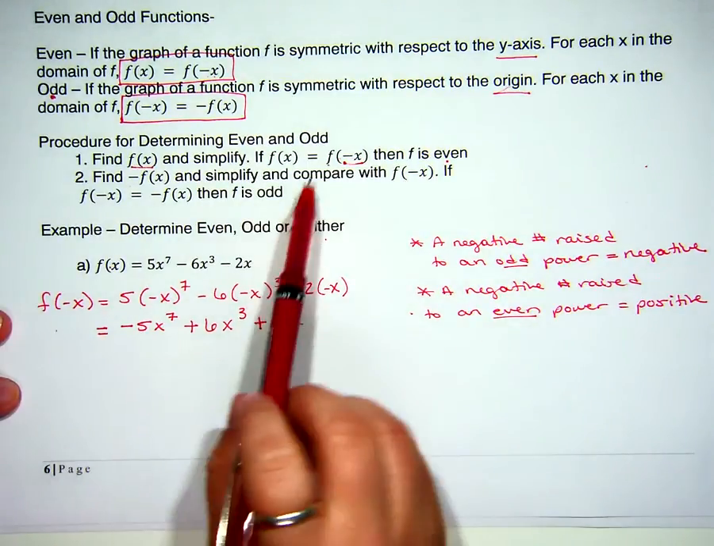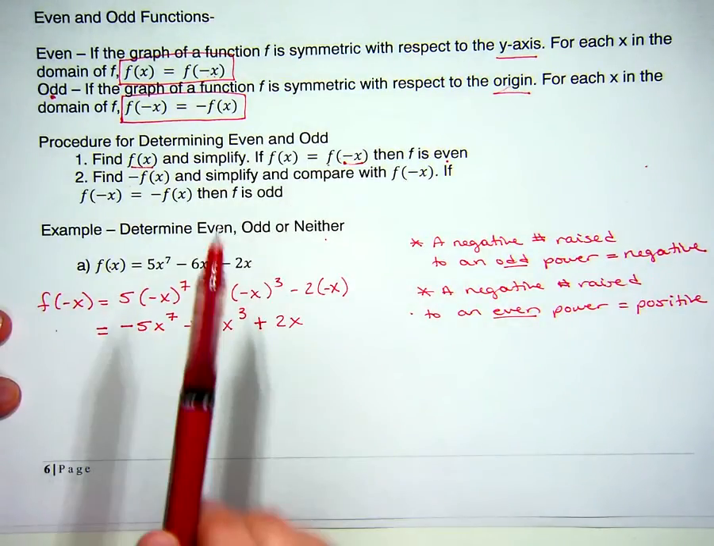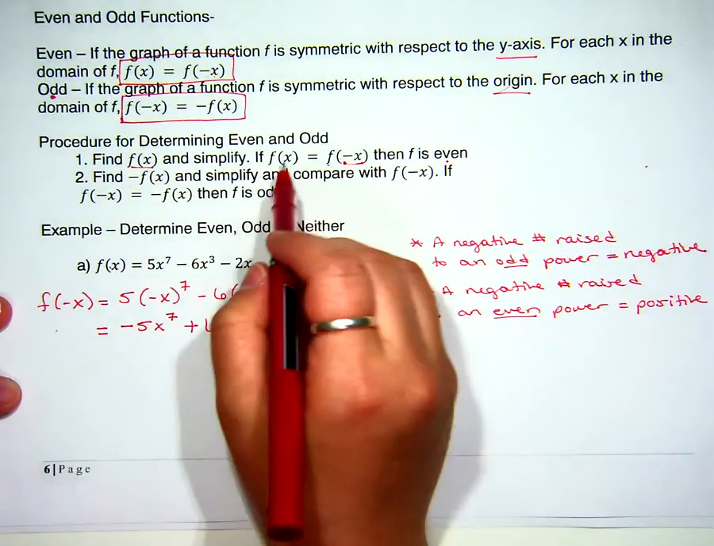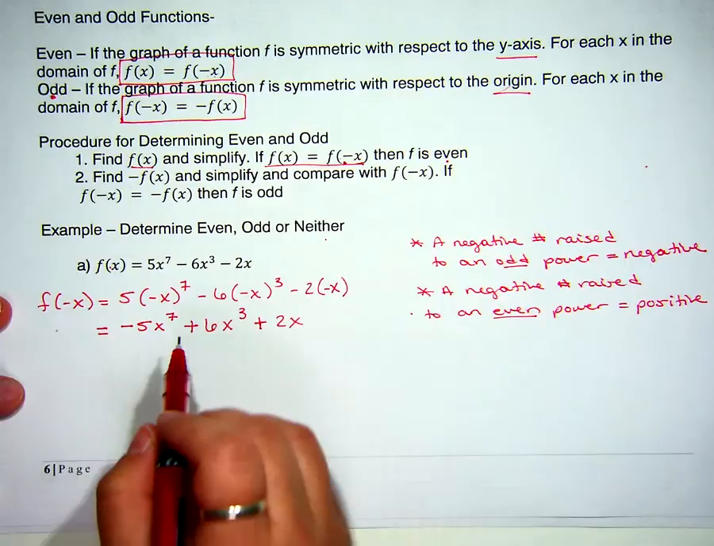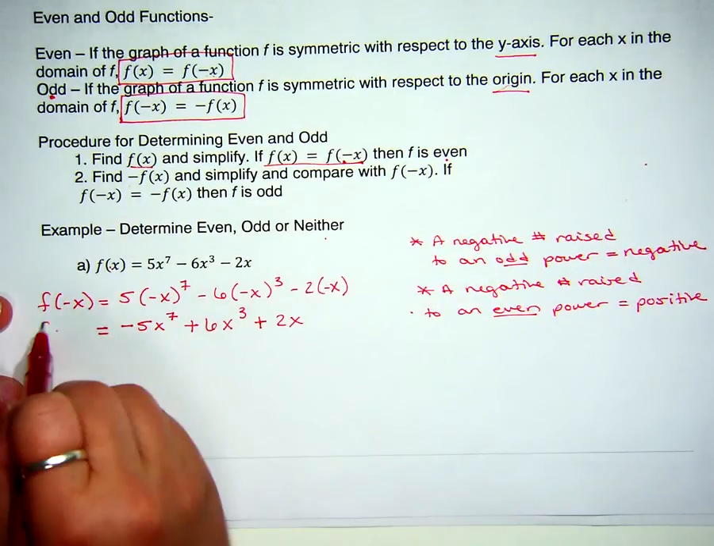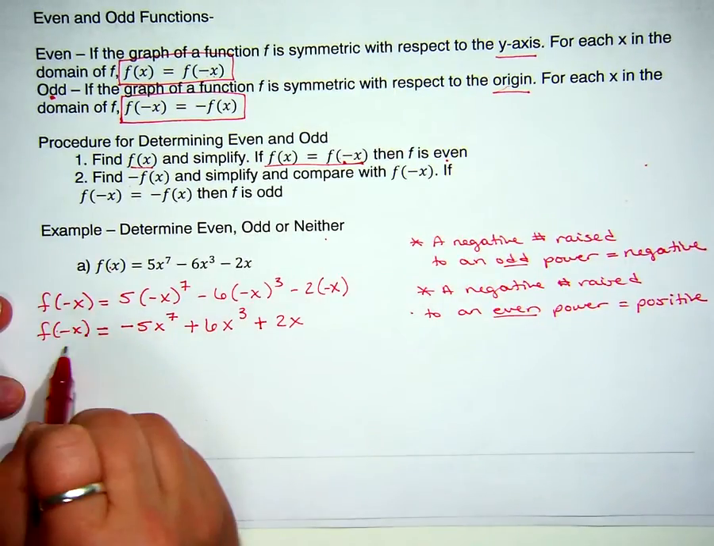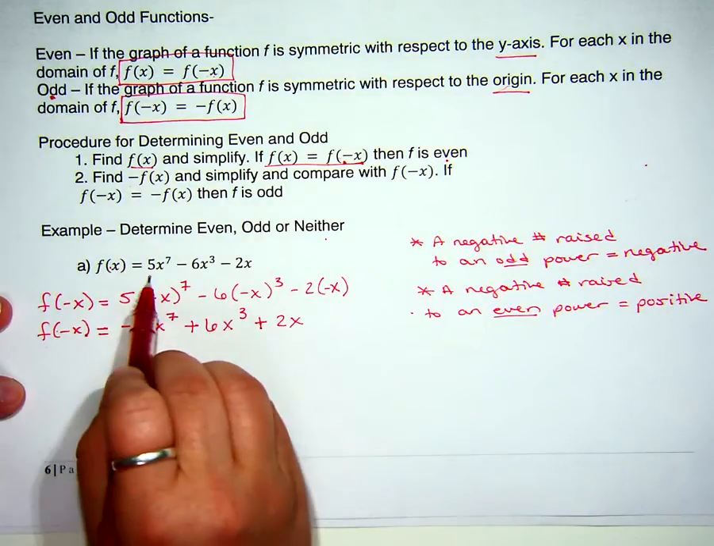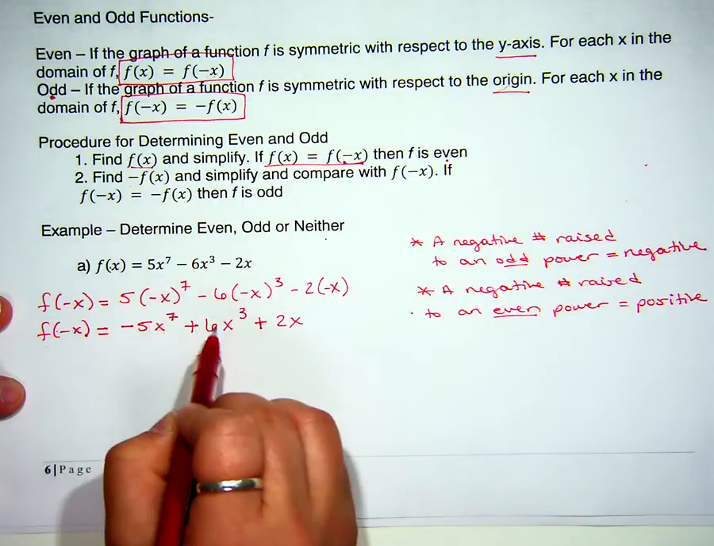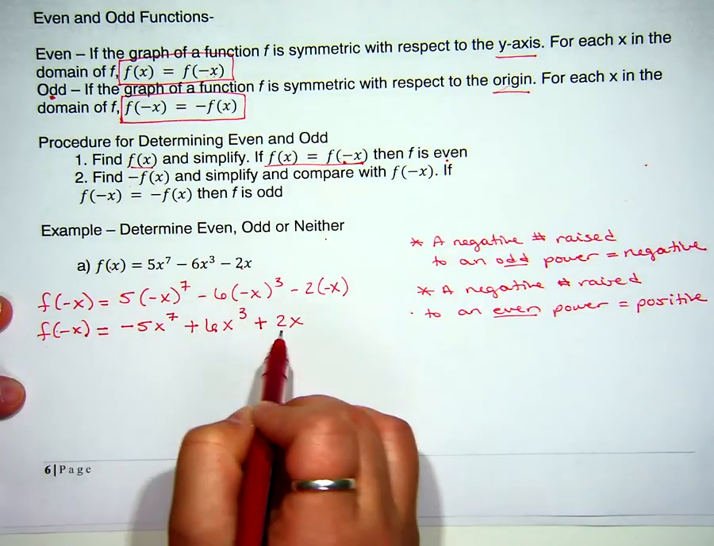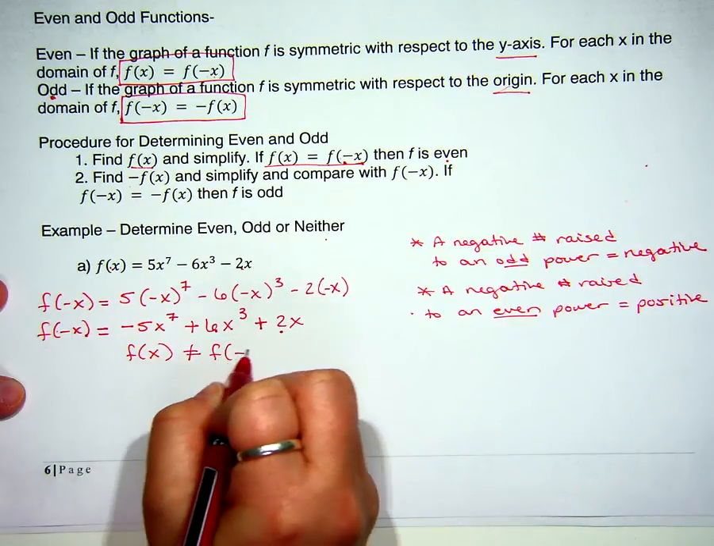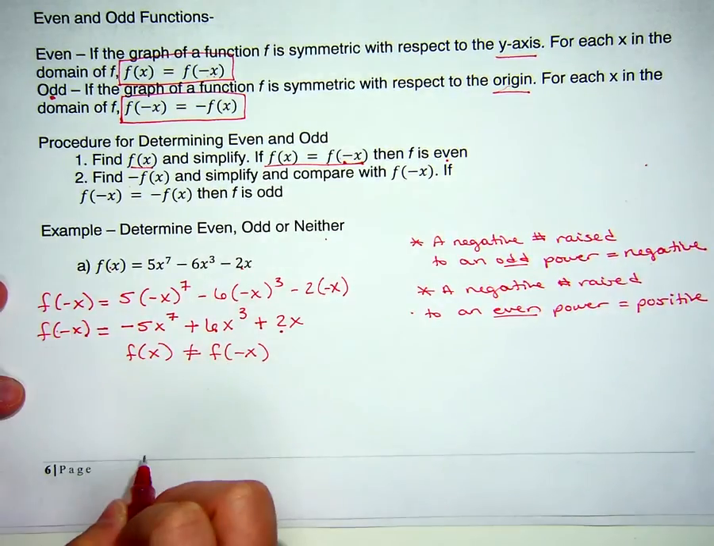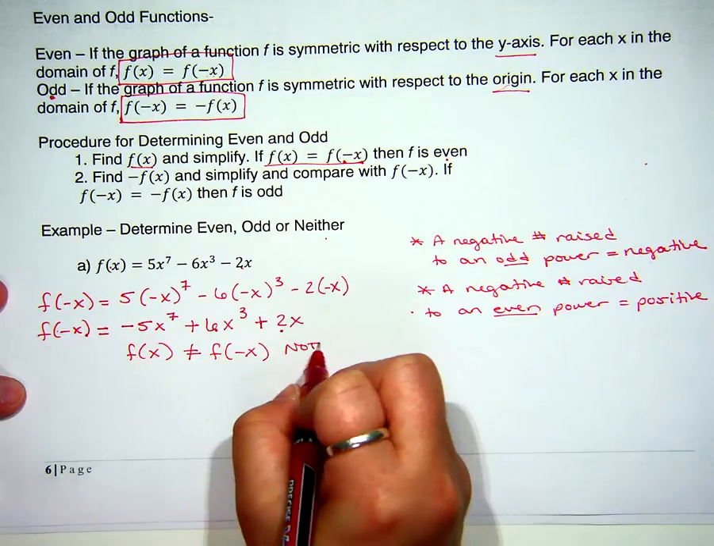Now, I've found and simplified, okay? Now, I am to see if f of x is equal to f of negative x. Well, this is f of negative x. And does this function match my original? Well, no. It's off by a sign. So that means that f of x is not equal to f of negative x. Therefore, this means it is not even.